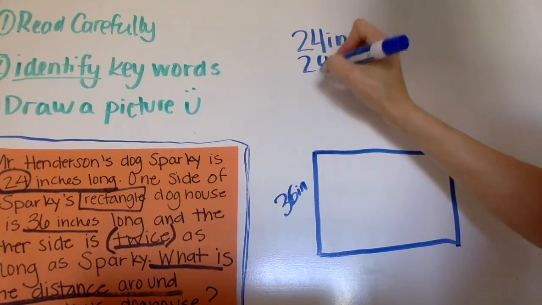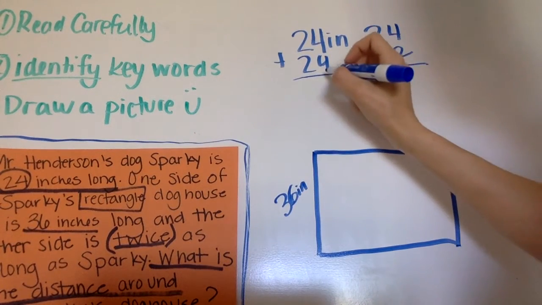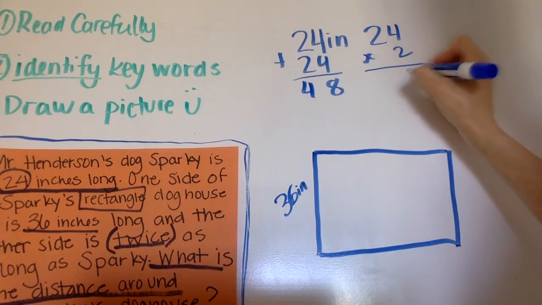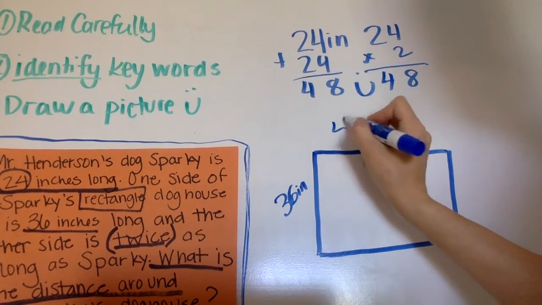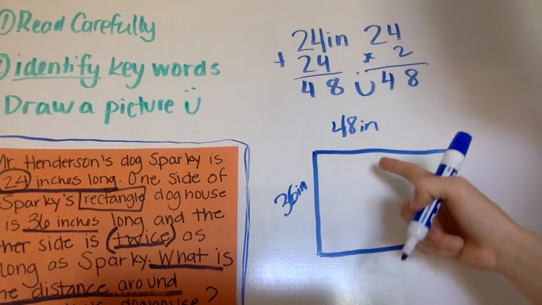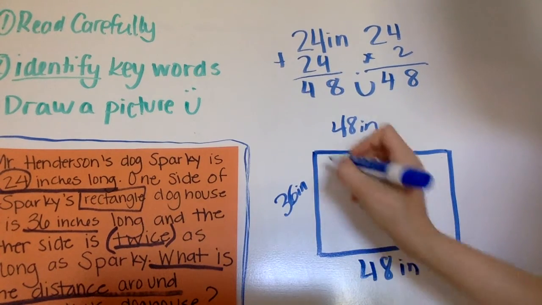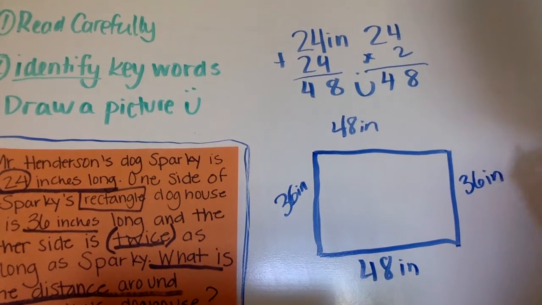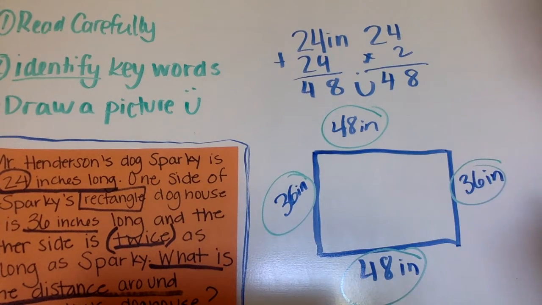You can add 24 plus 24, or you can do 24 times 2. So 24 plus 24 is 48. 2 times 4 is 8. 2 times 2 is 4. 48. All right, so the length of this side is 48 inches. So if the length of this side is 48 inches, the length of this side is also 48 inches. If the length of this side is 36 inches, the length of this side is also 36 inches. So to find the perimeter, we need to take all of these lengths and add them together. And that's what we're going to do.